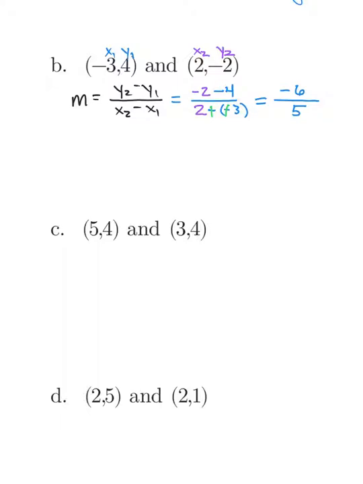Can we simplify the fraction? This one cannot be simplified. The only thing that we could do is convert it to a mixed number, but we don't want to do that. So we're going to leave it as just negative 6 over 5. So now, is this increasing, decreasing, horizontal, or vertical? Well, since we have a negative slope, this is going to be a decreasing line. This will go down from left to right. And we're done.